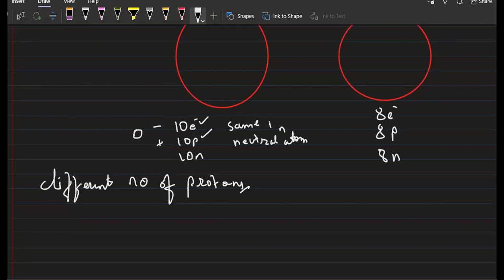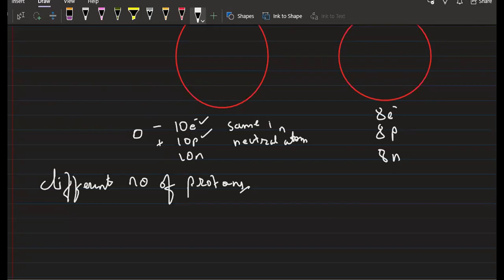So someone asked, can there be 8 electrons and 4 protons? In a neutral atom, no, that's not possible. But yes, it may happen if an atom takes an extra electron, which we will study later. Neutron number is not possible to change. Neutron is fixed.